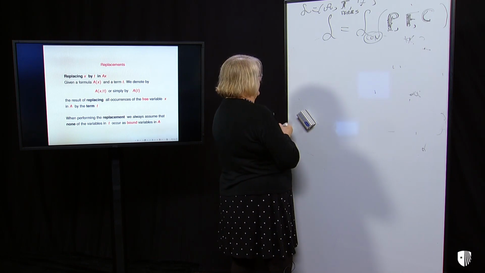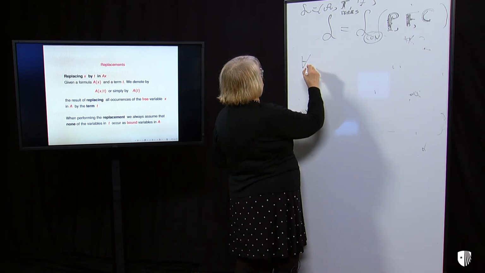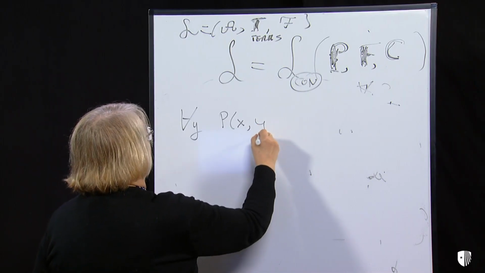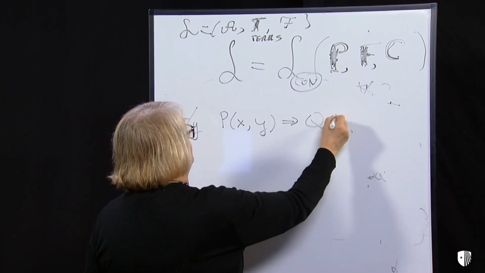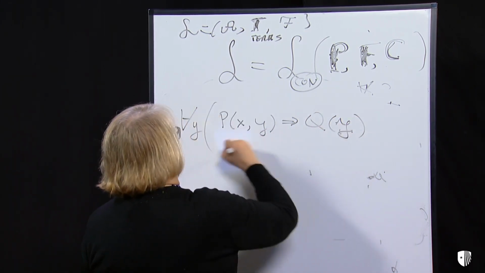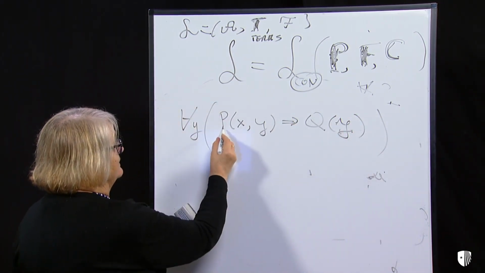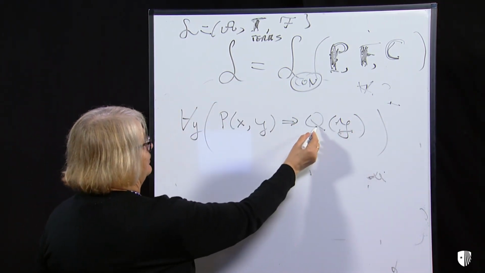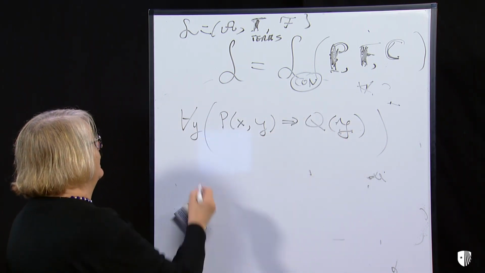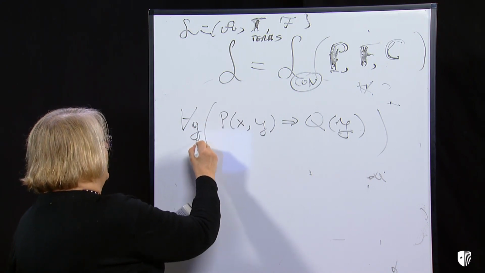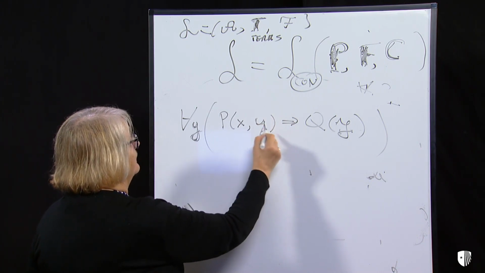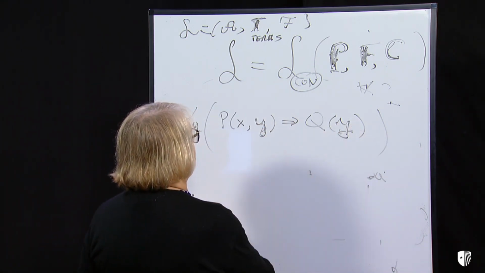For example, let's say for all y, P(x, y) implies Q(y). This is a proper formula. This is a one argument predicate. This is a two argument predicate. This is one argument. This is a proper formula. You can see y is bound. This y is bound. And this y is bound.